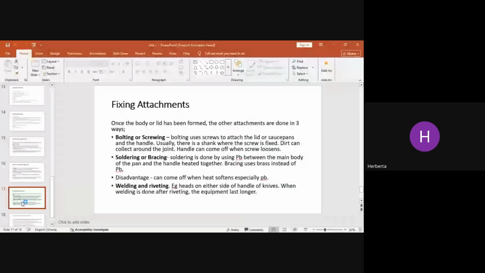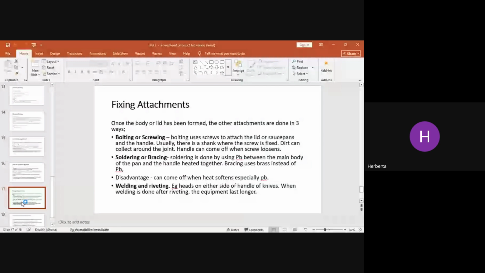The disadvantage of this is that when the bolt or the screw becomes weak, it can easily be taken off. And you can also have some dirt accumulating around the screwing area.